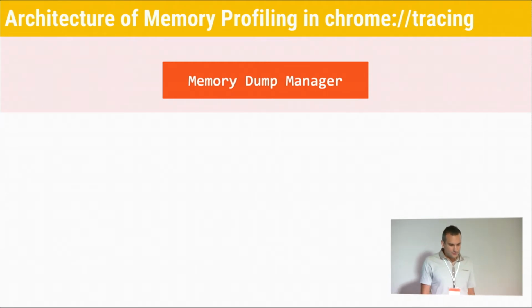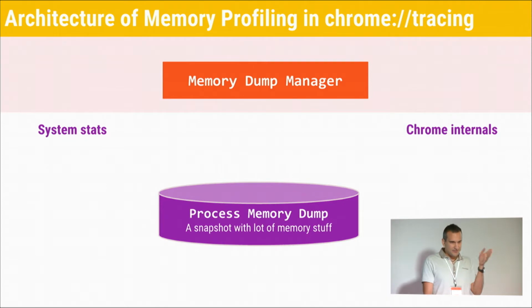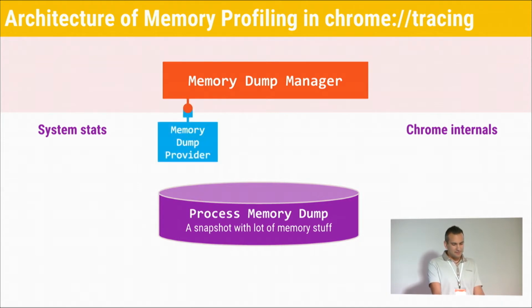So what is the idea here? Somewhere in the code base, we have this thing called memory dump manager. The idea is that at periodic intervals, we collect a snapshot of the state of memory. So what does it mean, the state of memory? It means mainly two things.